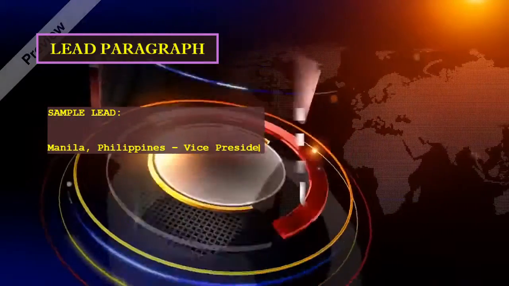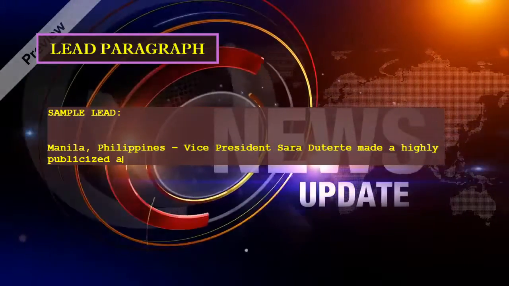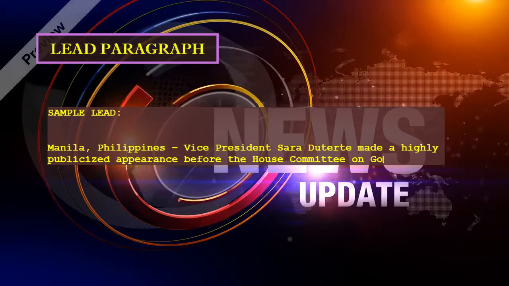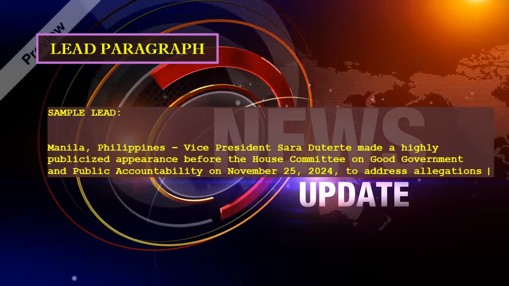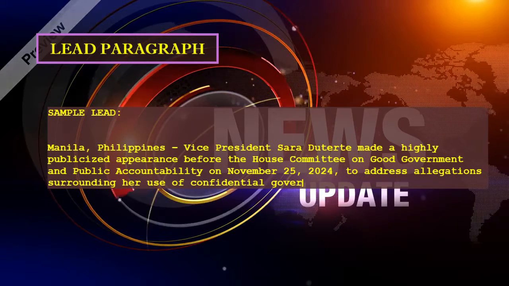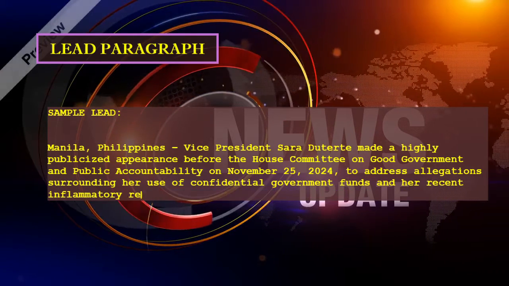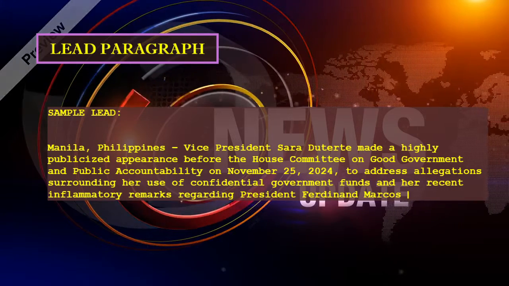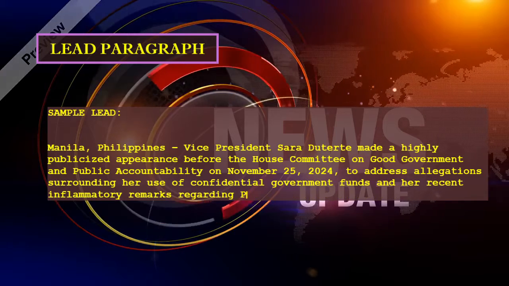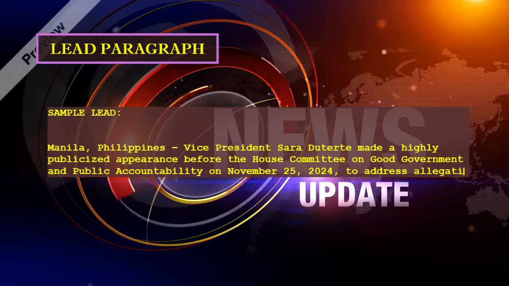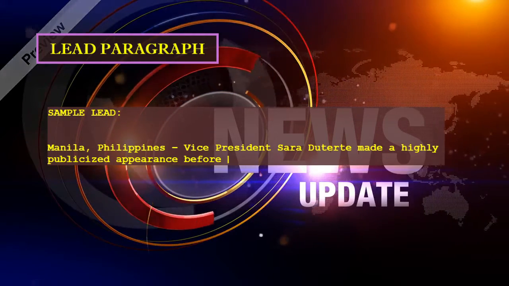2. The lead paragraph. The lead is crucial as it sets the tone and grabs the reader's attention. A compelling lead should answer as many of the 5 W's and 1 H, the who, the what, the when, the where, the why, and the how, as possible within the first few sentences. This ensures that readers immediately understand the significance of the news being reported.